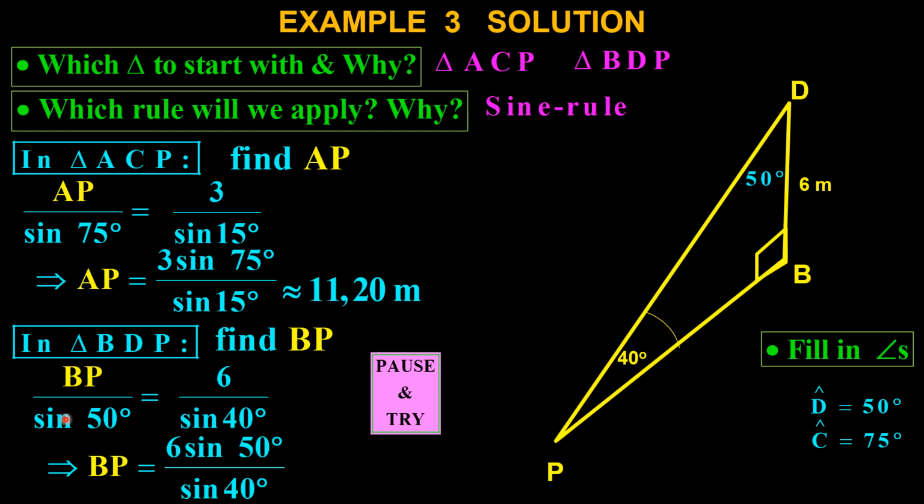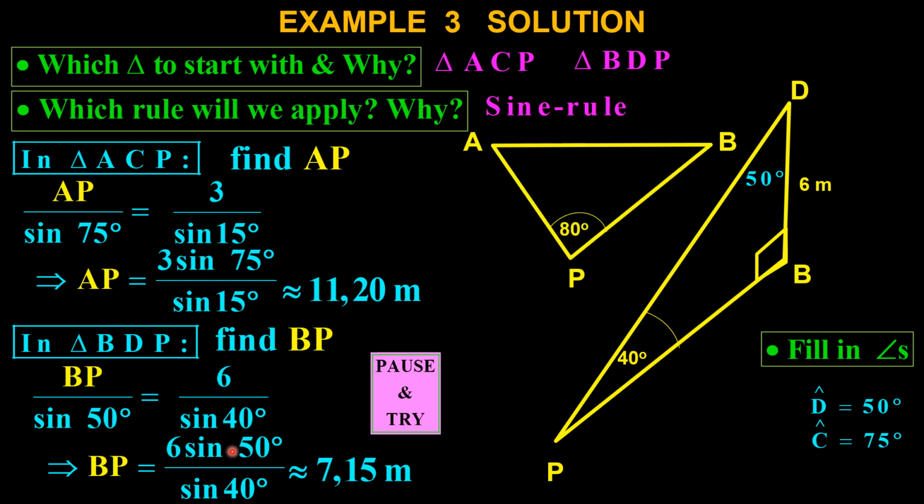Let's multiply both sides by sine 50 degrees. So I get 6 sine 50. Let's go to the calculator, and I got 7,15. So there we calculated BP. We got BP's measurement, and we can insert BP's measurement in our diagram, the same way we can insert AP's measurement in our diagram.